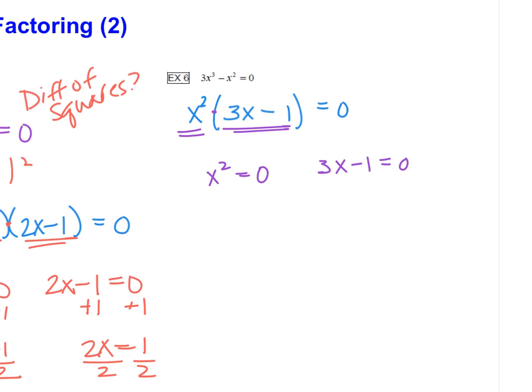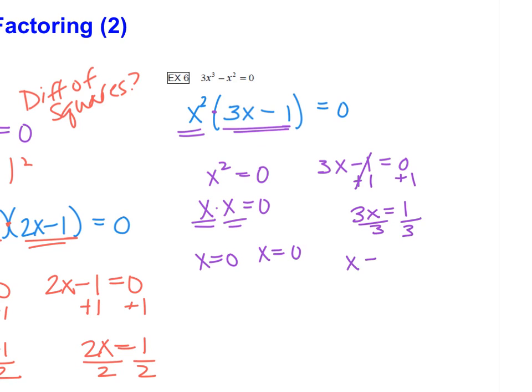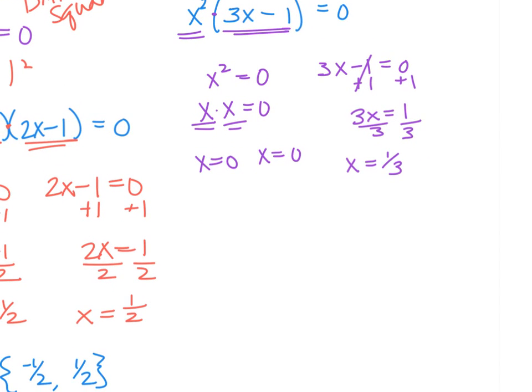All right, that x squared is really an x times an x equals 0, so we're going to get two equations out of that. X equals 0, and x equals 0. All right, and then our next equation, we're going to add 1 to both sides. So we have 3x equals 1, then we divide by 3, we get x equals 1/3. So our answer, put it all together, x equals 0, but then we make the note that that's a double root, and 1/3.